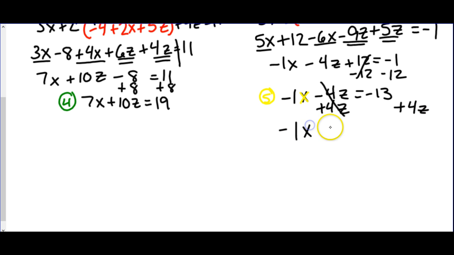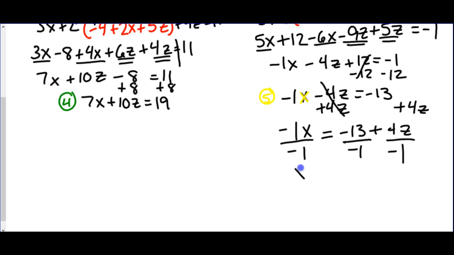We get negative 1x equals negative 13 plus 4z. And then we're going to get x alone by dividing everything by negative 1. So x equals positive 13 minus 4z. So now we have our letter x alone. Again, we're going to do substitution. We're going to take all the stuff we got for letter x and put it into equation 4.